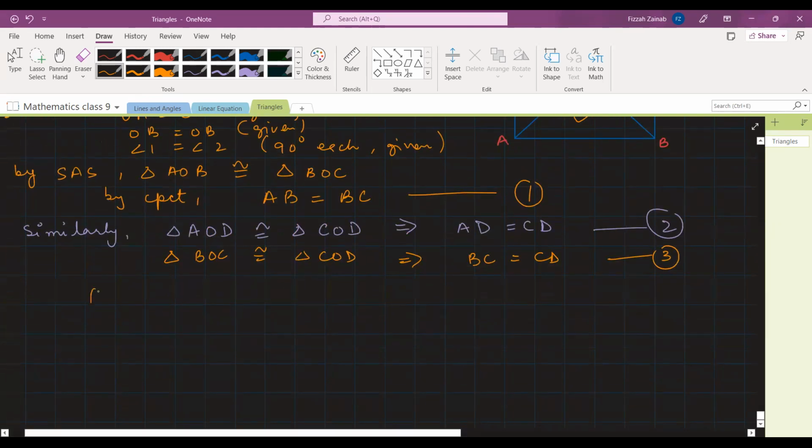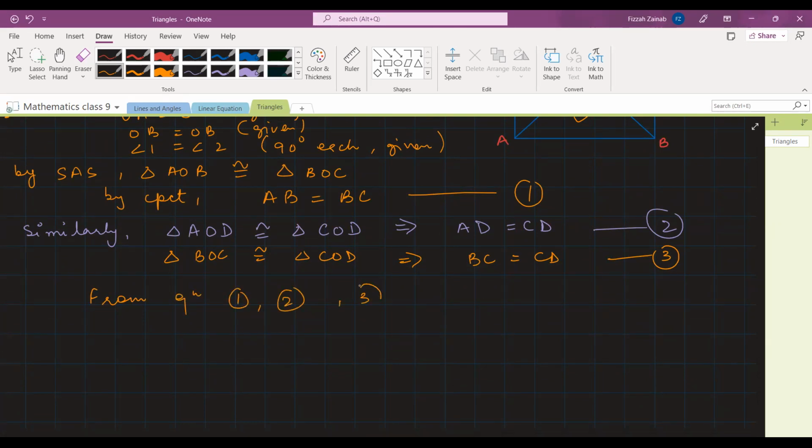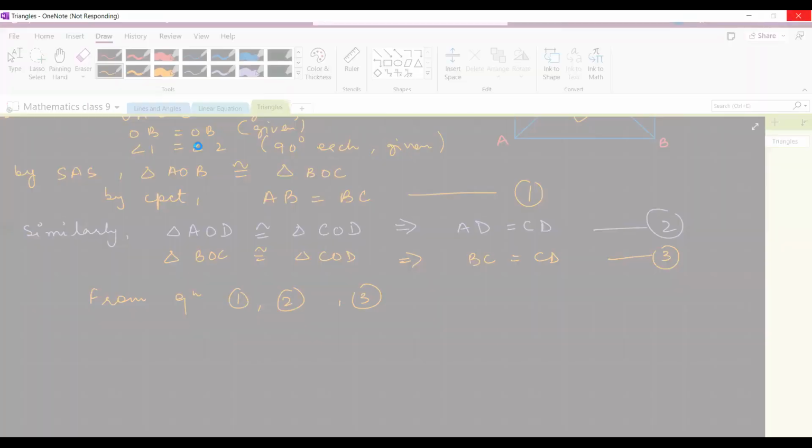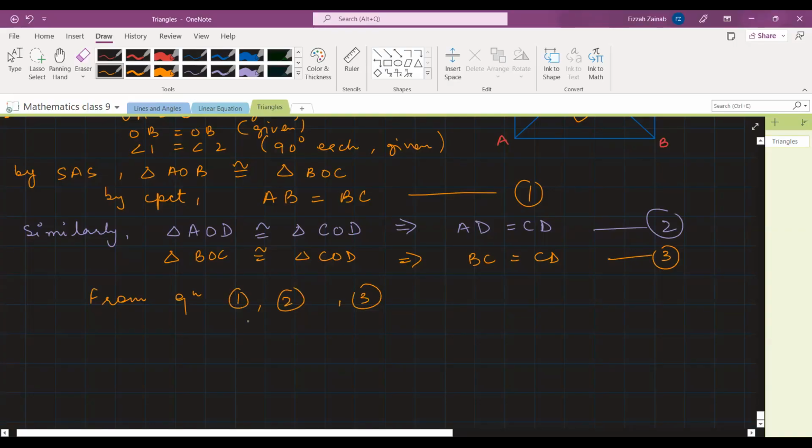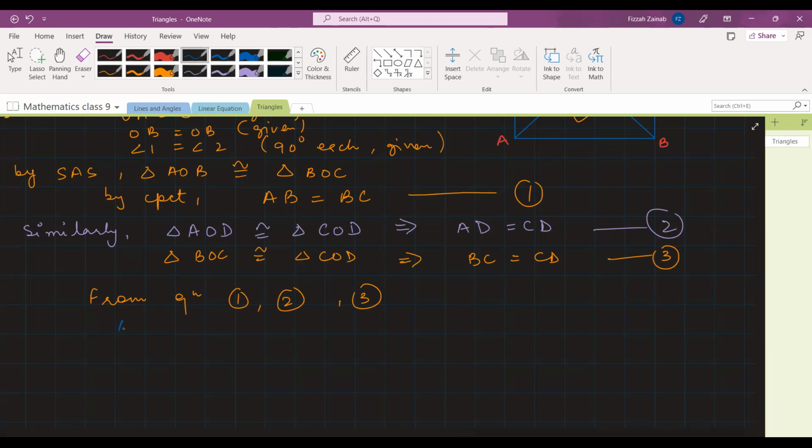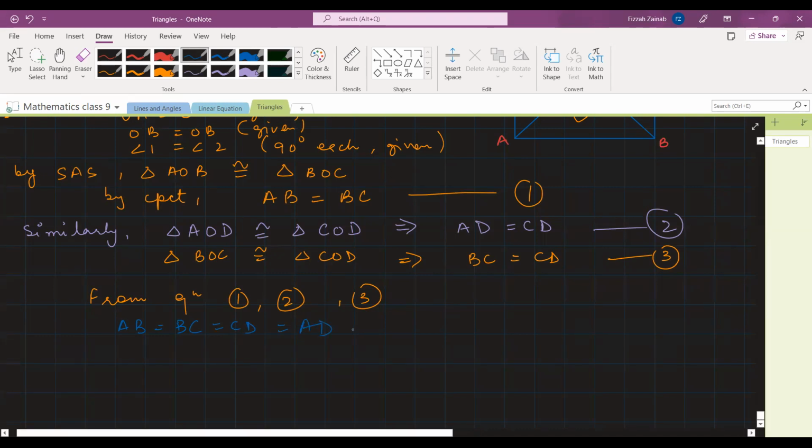Now, if you combine equations 1, 2, and 3, so you understand how to relate all the three equations. First of all, write the first one. AB is equal to BC, right? Now BC is coming in equation number 3, so BC is equal to CD. So you can write equal to CD. CD is coming in equation number 2, which is equal to AD. So you can write AD. Is that understood?